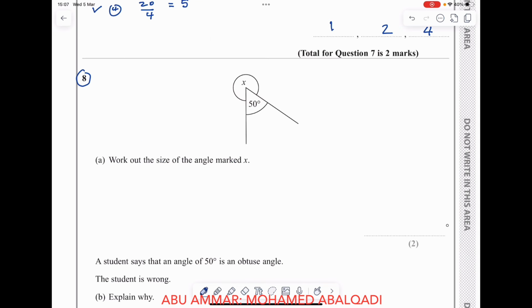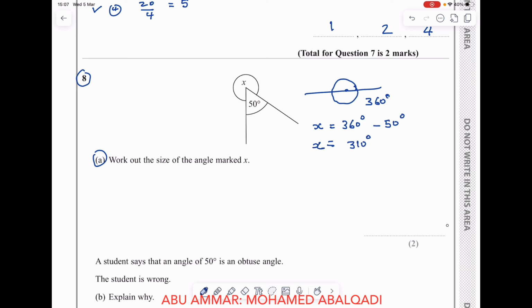In question number 8a, we are asked to work out the size of the angle marked x. So we know angles around a point add up to 360 degrees. So in this case, to find the angle of x, it will be 360 degrees minus 50 degrees, which will be 310 degrees. So x will be 310 degrees.